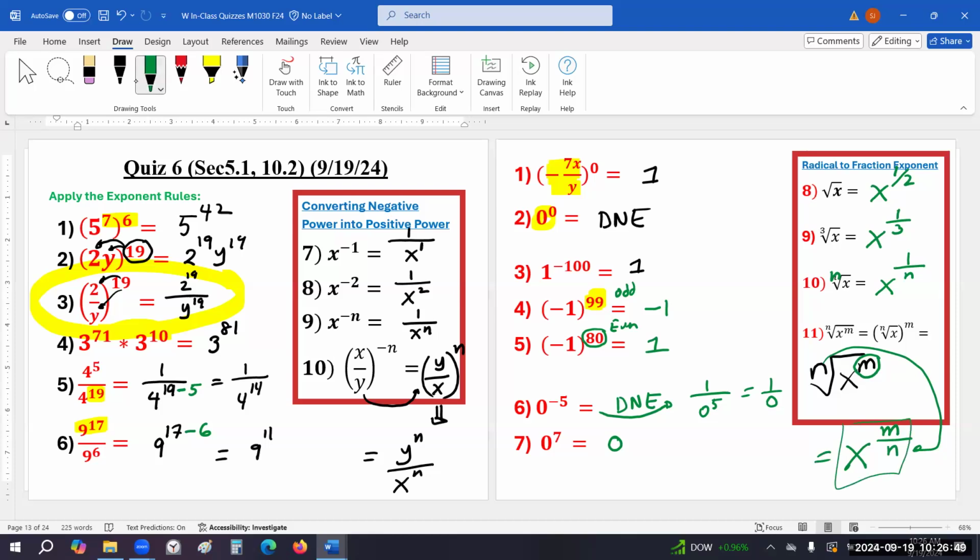That's all. These are all the exponent rules we are going to work with in this class.